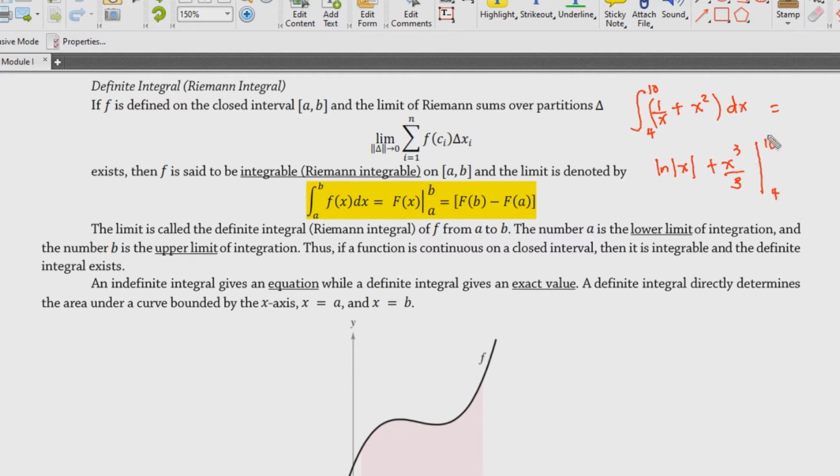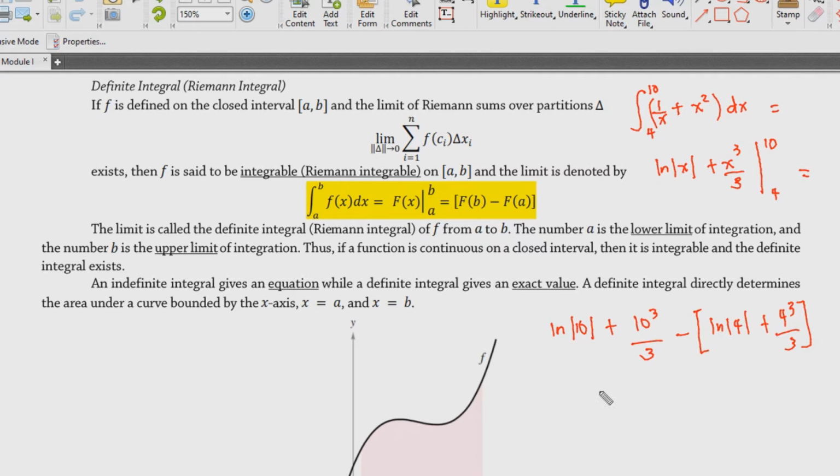So what does this bar mean? This translates to substituting the values of x, and then you subtract the values upon substitution into your function, or the antiderivative. So I'll be doing that. For 10, we have ln of 10 plus 10 cubed all over 3, and then minus ln of 4 plus 4 cubed all over 3.